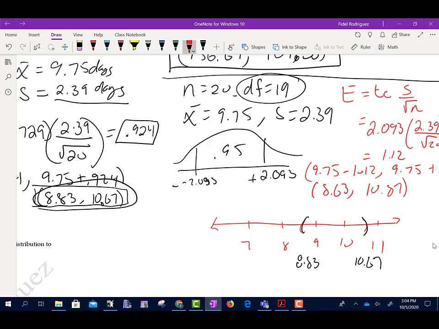10.67. Now, when I look at the intervals here, and I'll actually do these in green, 8.63. 8.63 is going to be more to the left, right? And 10.87 will be more to the right. So the bigger my confidence level, the bigger my interval is going to be, okay? That's sort of the point here.